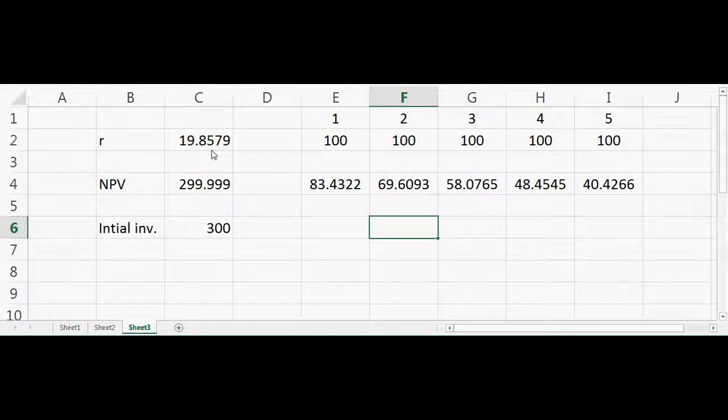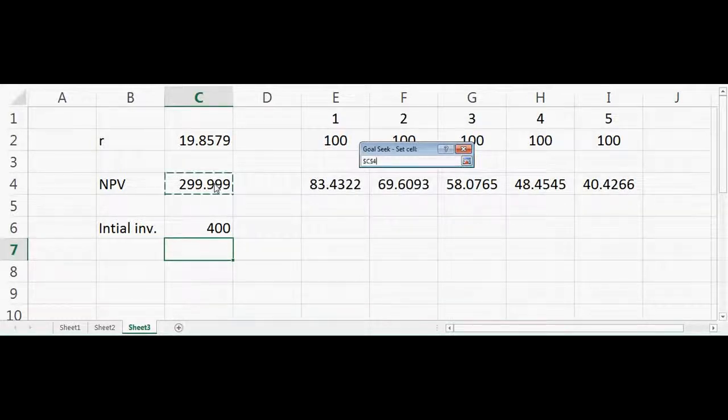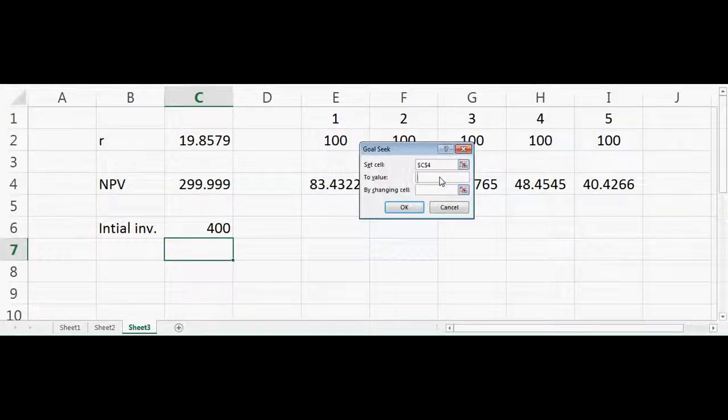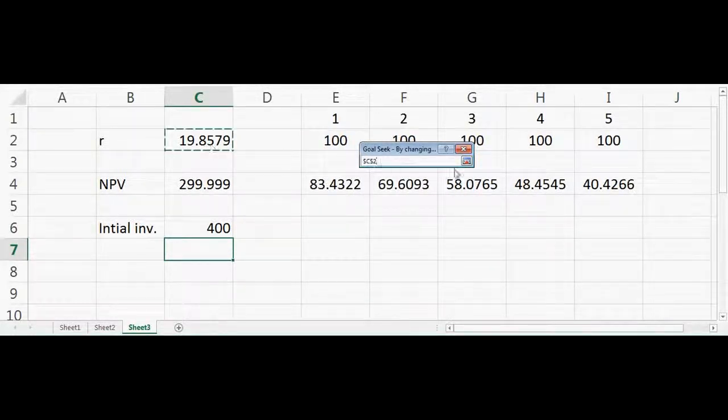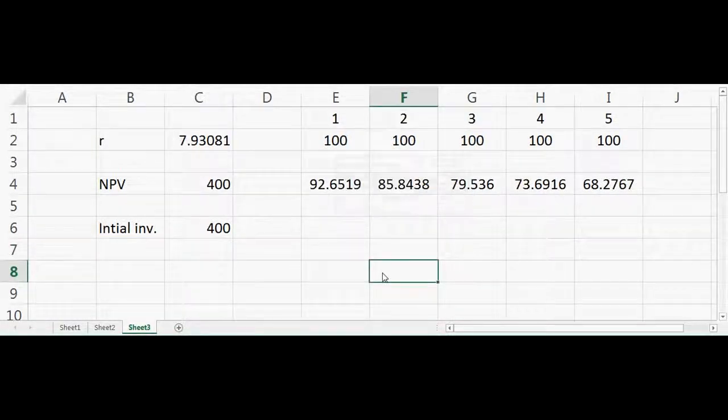Again, suppose my initial investment is $400. So how will I do it? I'll again go to what-if analysis, say goal seek, and set the net present value to the value of 400, which is our initial investment, by changing the cell R, and then I press OK. So it will say that my internal rate of return is now 7.93081%.